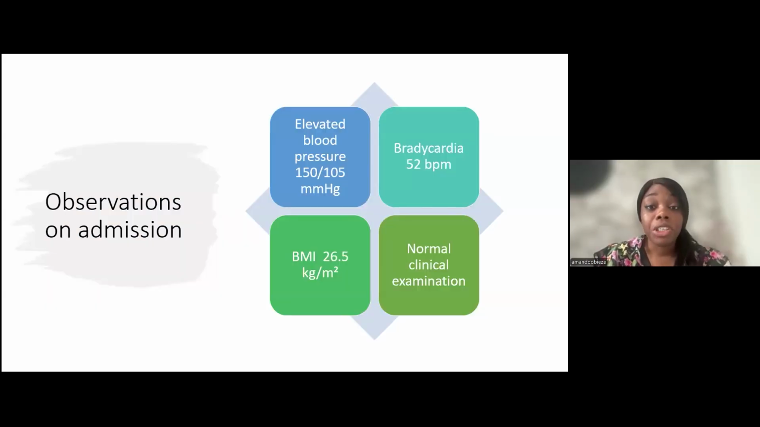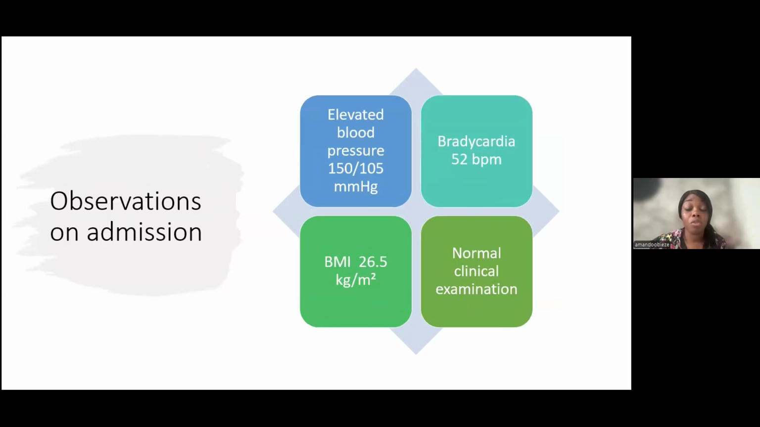On admission, he had a slightly elevated blood pressure of 150 over 105. He was slightly bradycardic. His BMI was slightly overweight at 26.5, but the rest of his clinical examination was normal. Next, please.